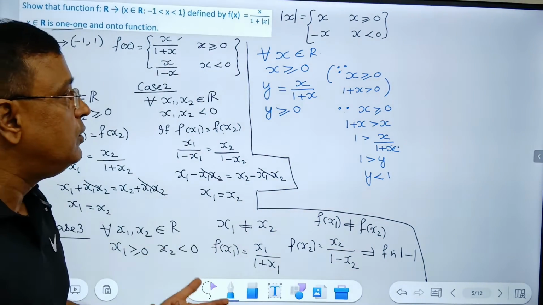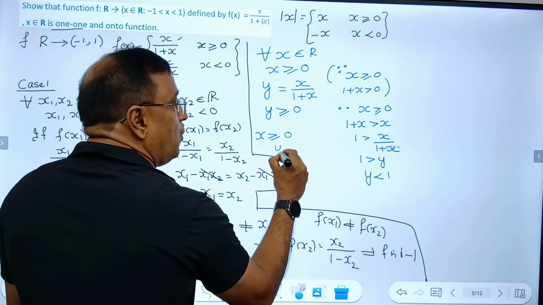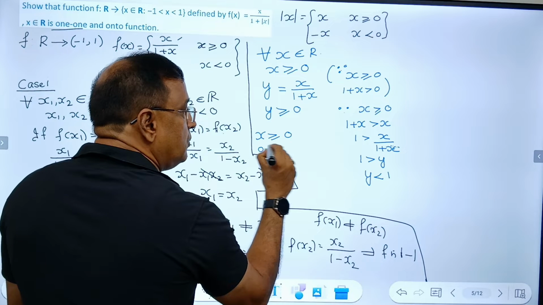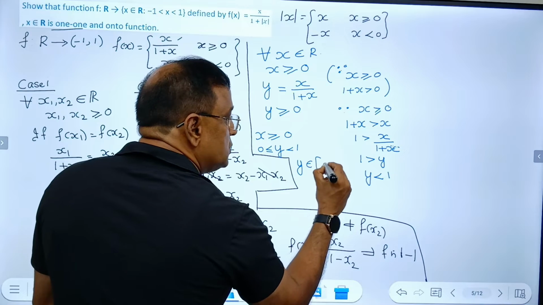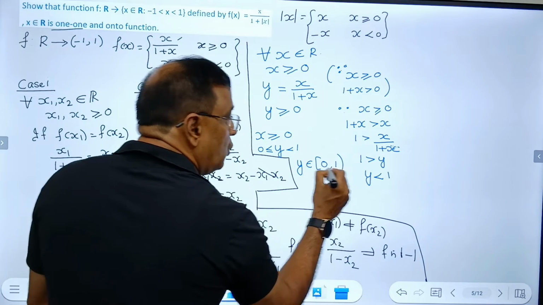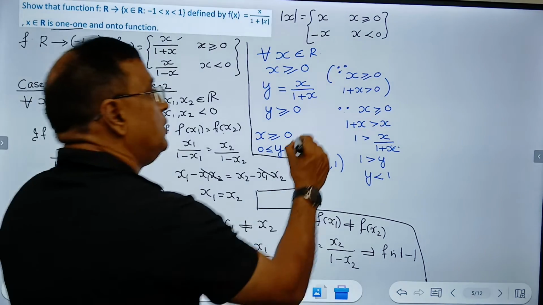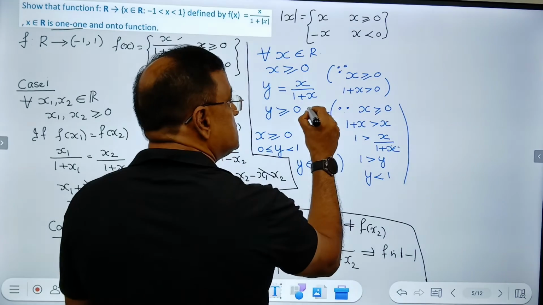Now what have we proved? When x is greater than or equal to 0, y will be greater than or equal to 0 and less than 1. That means y belongs to 0 to 1, closed interval 0, open interval 1. Watch this very carefully. This is the reason.